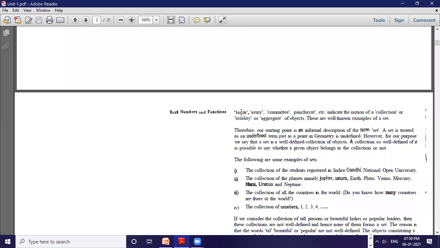So these terms, team, army, committee, panchayat, indicate the notion of a collection or a totality or aggregate of objects.